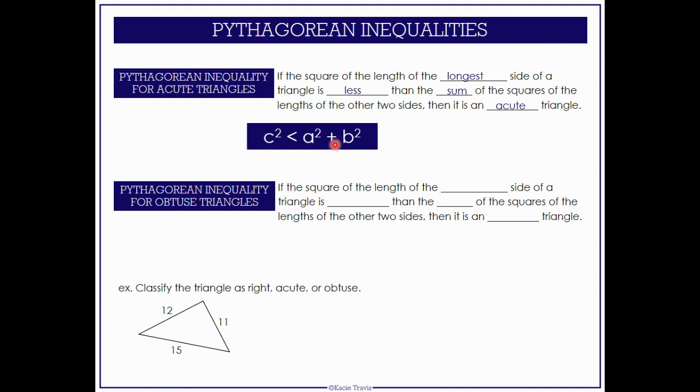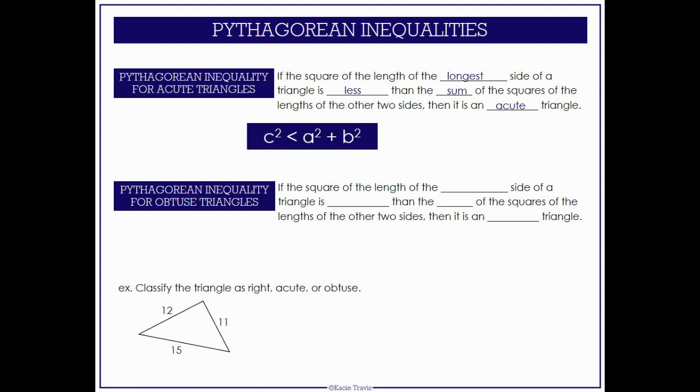So if we run the sides through this, and these two, a squared plus b squared, are greater than c squared, that means that this would make an acute triangle. Now you have to go through and test that, make sure as you go through and deal with it.